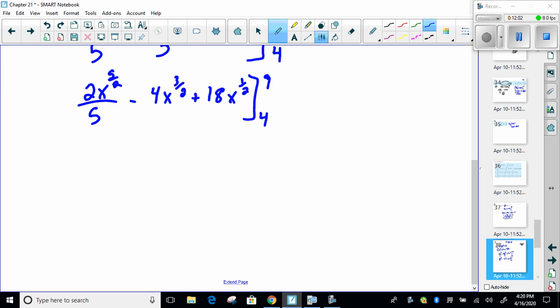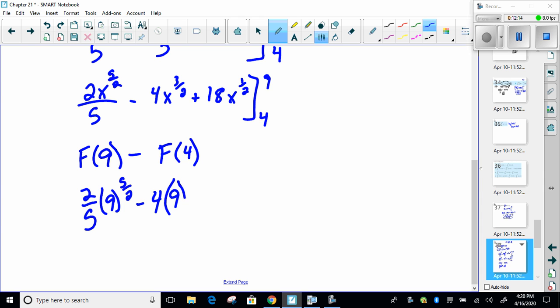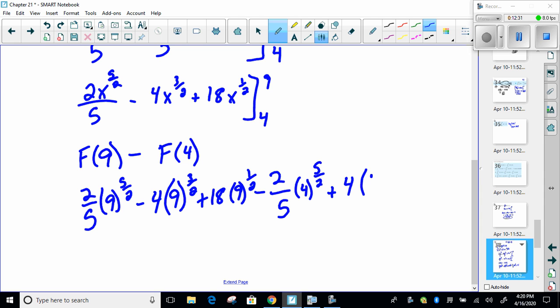So, starting with my 9, so right now what we're doing is we're calculating f of 9 and we're subtracting f of 4. So starting with 9, that's 2/5 times 9 to the 5/2 power minus 4 times 9 to the 3/2 power plus 18 times 9 to the 1/2 power. And then we're going to subtract out 2/5 times 4 to the 5/2, and then this becomes a plus because I'm distributing that minus sign through. So 4 times 4 to the 3/2 minus 18 times the 3/2 to the 1/2 power. So again, I just sent through that subtraction sign. And then simplifying each piece as we go.